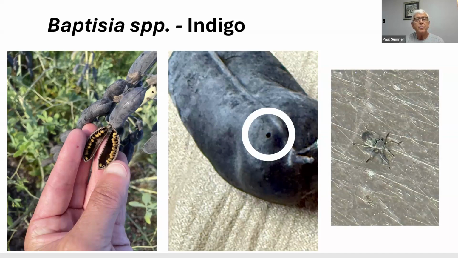And the way you can kill those weevils so that they won't harm your seed is you can take those seed once you process them and put them in the freezer for a week, and the weevil will die.